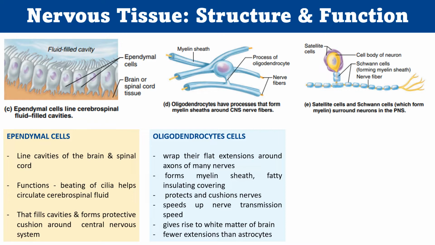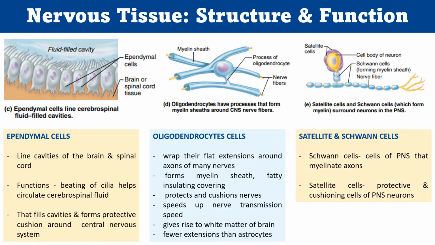The next one is oligodendrocyte cells. They wrap their flat extensions around axons of many nerves and form the myelin sheath, which is a fatty insulating covering that protects and cushions nerves. It speeds up nerve transmission and gives rise to the white matter of the brain. They have fewer extensions than the astrocytes. Last are satellite cells and Schwann cells, which are in the PNS, or peripheral nervous system. Schwann cells are cells of the PNS that myelinate axons, while satellite cells are protective and cushioning cells of the PNS neurons.